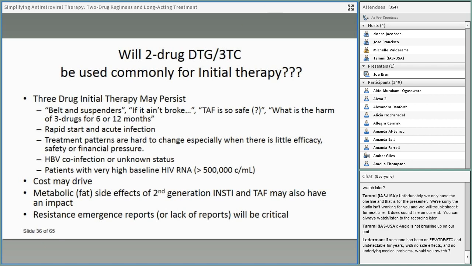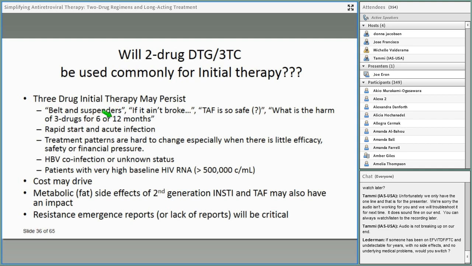So let's talk about, will two-drug Dolutegravir 3TC be used commonly for initial therapy? So these are my thoughts. They're nobody's thoughts but mine. I think for three-drug therapy, I hear this a lot. If it's not broke, don't fix it. TAF is so safe. Why don't I just make sure it's okay? What's the harm of using 3 drugs for a year or 6 months and then going to 2 drugs?